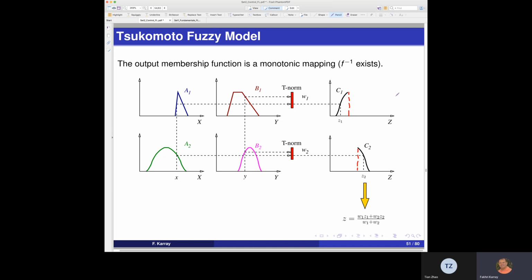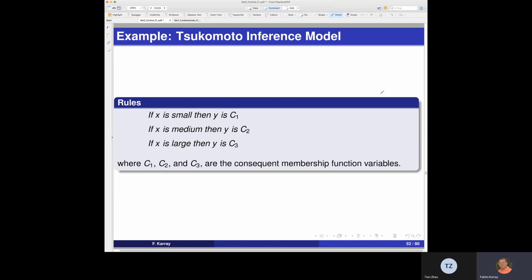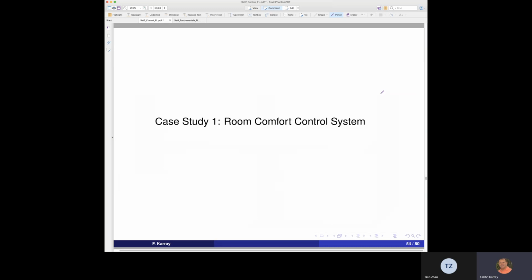It's very similar to the Mamdani type of representation, and the only difference is that the mapping of the output of the system is monotonic. So for you to know about it, the Tsukamoto fuzzy model is a system for which the output membership function is of monotonic type of representation. Okay. So I'm not going to go over that example.